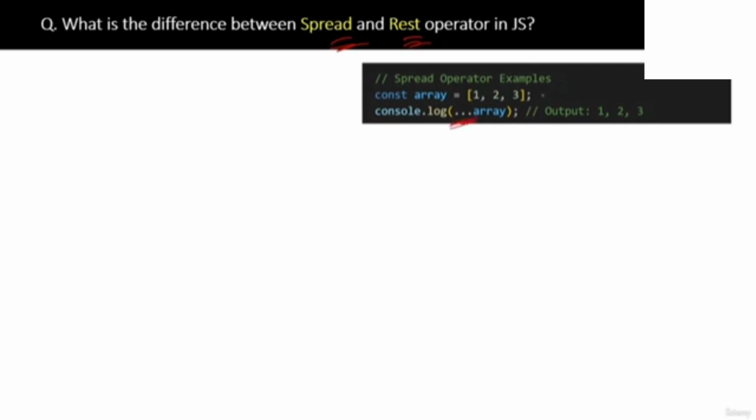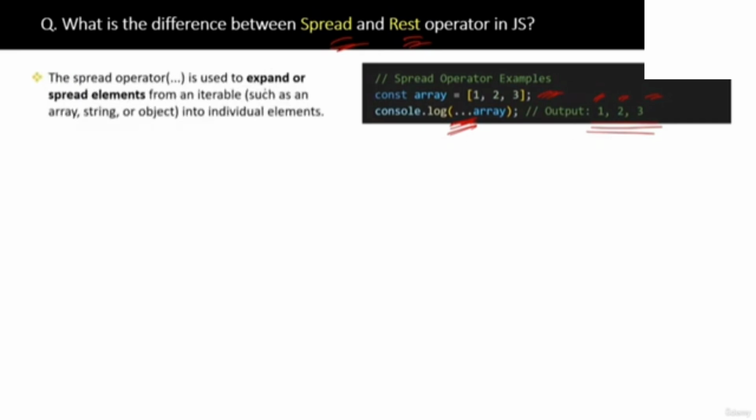Here you can see one array, and then we are using the spread operator to expand the array into individual elements 1, 2 and 3. So here the output is a list of individual elements, not an array. The definition of spread operator is: the spread operator is used to expand or spread elements from an iterable into individual elements. So iterable means an array or a string, which can be spread into individual elements.